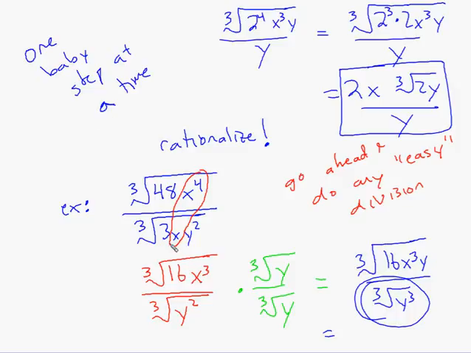So what are those little things? I know that I can divide here, so I go ahead and do that. I know that I can do my quotient rule of exponents, so I do that. I know that I can't have a radical in the denominator, so I rationalize. When I rationalize, I just need to get that to be something that I can take the cube root of.